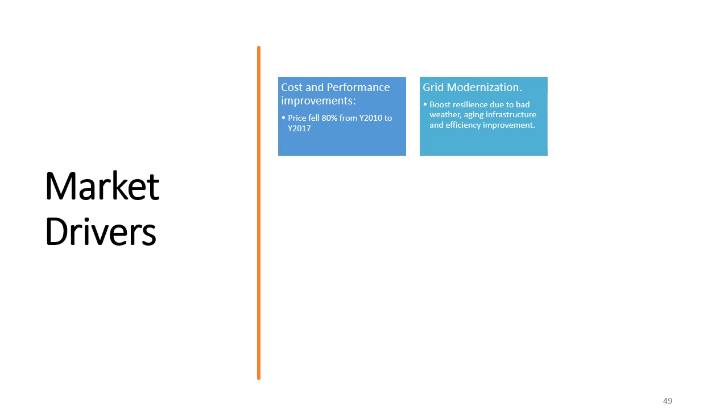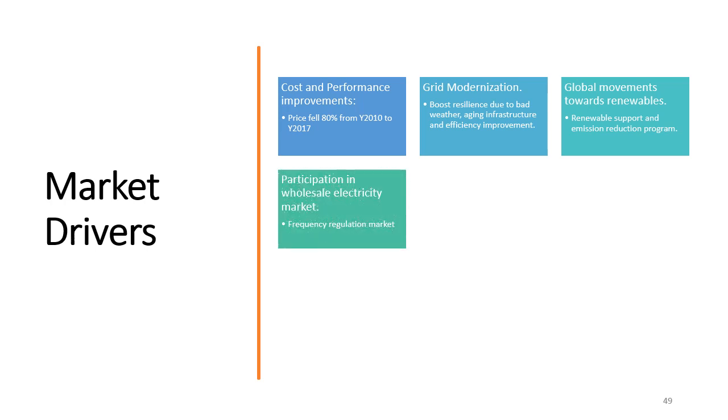Battery storage are used for grid modernization as the share of renewable increases. BESS helps to maintain resilience in the situation of bad weather, gaining penetration and improving the efficiency of the system. Wider support for higher renewable and less emission energy is also driving the demand for battery storage system. Battery energy storage has better transient response as compared to traditional generator.